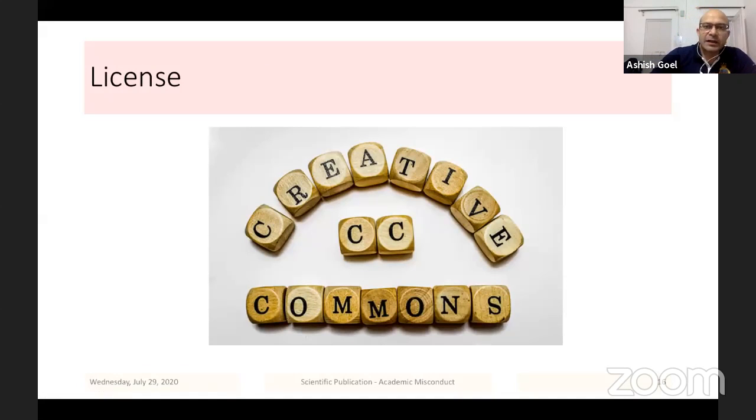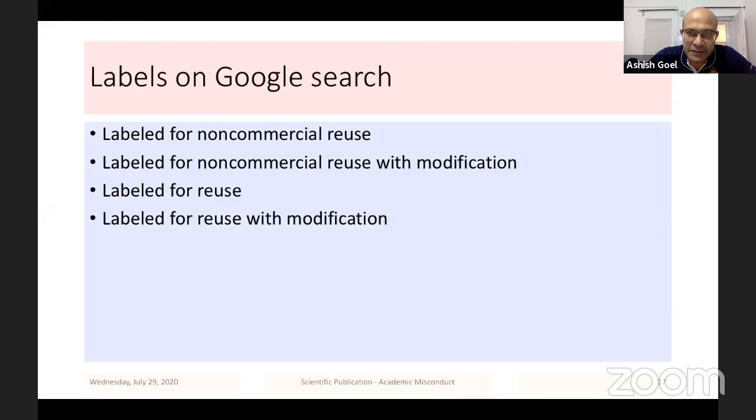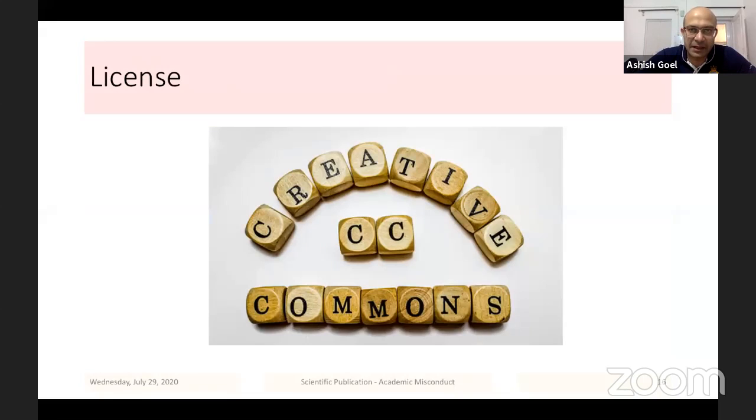At this point, I would like to bring in something like the license for use. So what we often tend to do is that we would do a Google search. Supposing we are trying to make a presentation, we would do a Google search and find different images, and we would copy those images into our presentation. For example, I have copied this image here, which says Creative Commons or CC, into my presentation. This could be a copyright infringement, or this could be plagiarism.